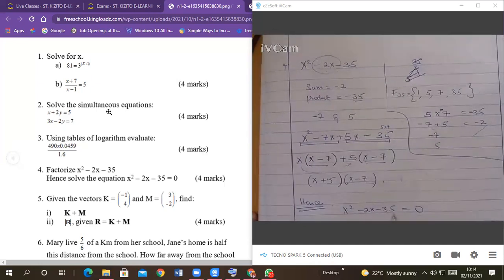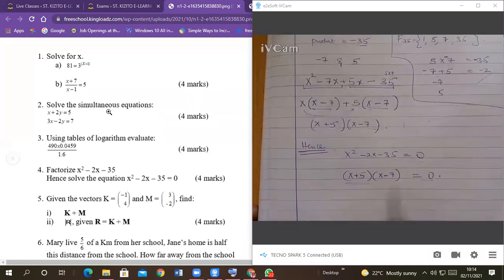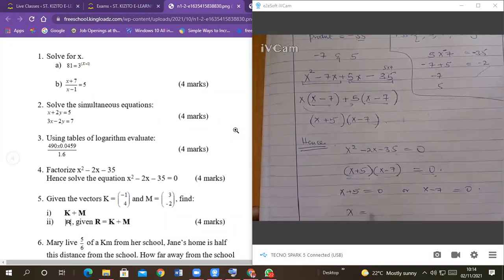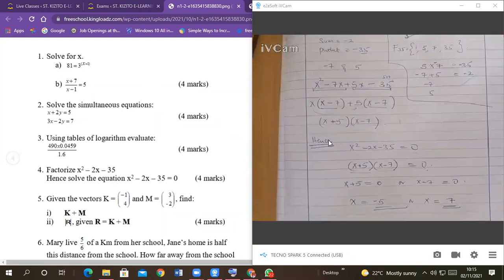So I write x plus 5 into x minus 7, and I equate this to 0. So it means that this bracket is equal to 0, and also this bracket is equal to 0. So I have x plus 5 equal to 0, or x minus 7 equal to 0. So I'll get my x as negative 5, and my x shall be 7. And have your full marks for that question. That's how you're supposed to do it.